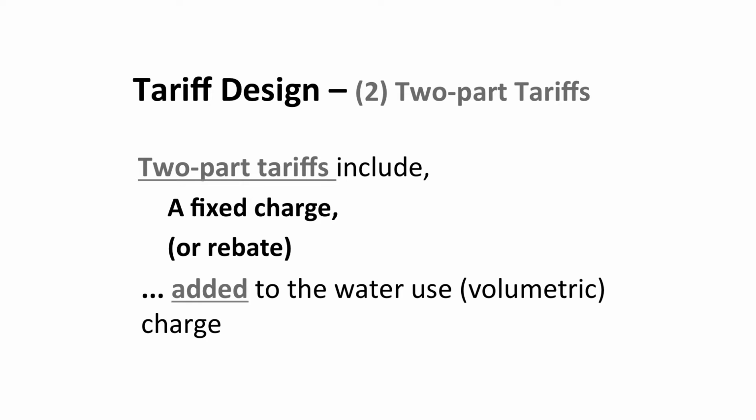This finishes our discussion of single-part tariffs. Now we turn to two-part tariffs. With a two-part tariff, your water bill is calculated using both a fixed charge and a volumetric charge based on your water use. The fixed charge can be either positive or negative. A negative fixed charge is effectively a rebate. It is a subtraction off your water bill.